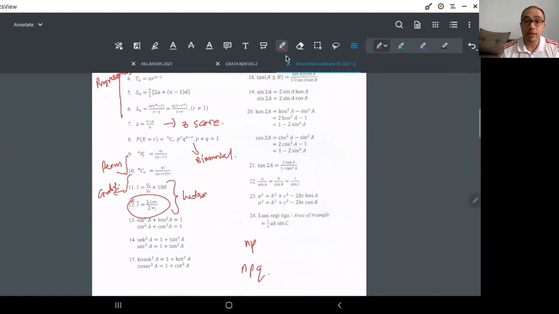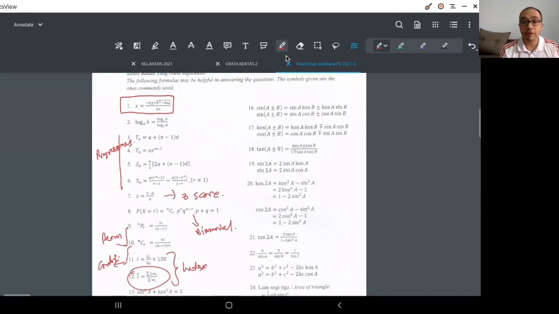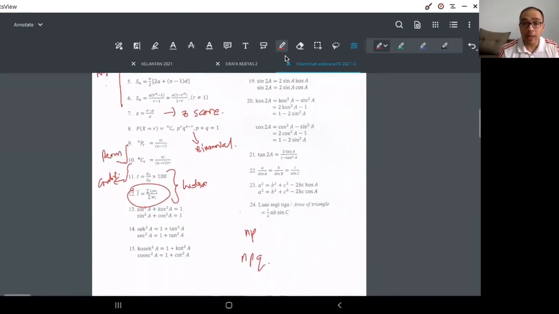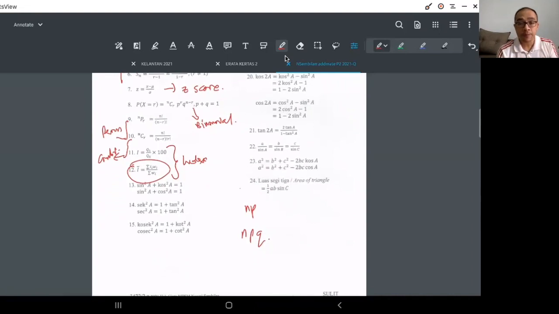And then the rest of it is all trigonometry. Formulas 13 to 21 are all trigonometry, and 22, 23, 24 are solution of triangles. A very basic formula list, but it's good enough for you to know how to answer the questions.